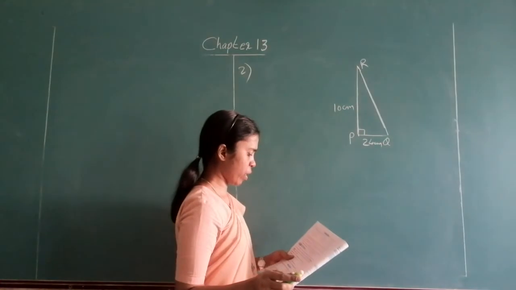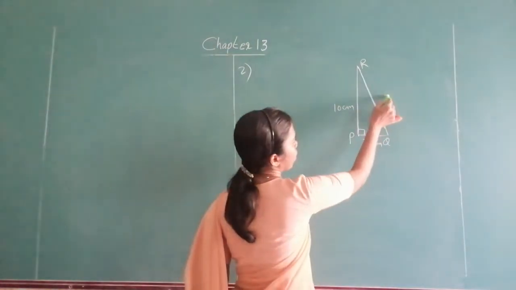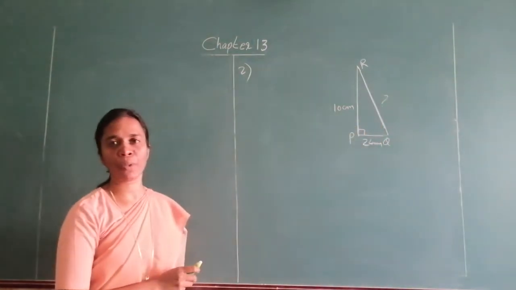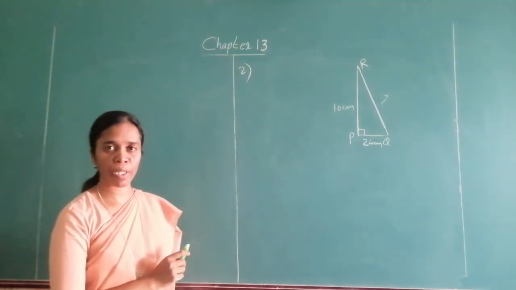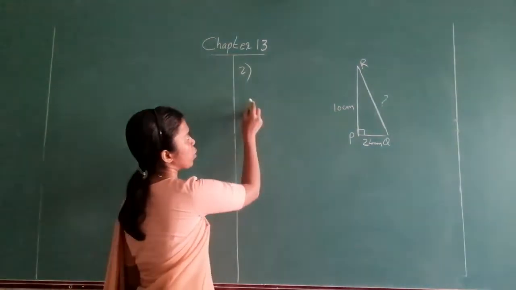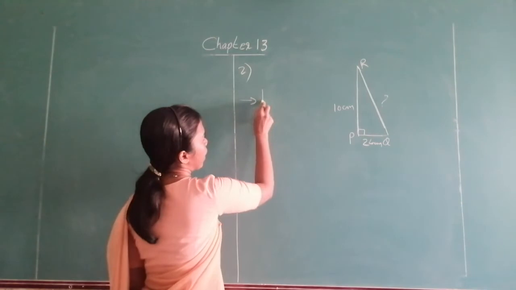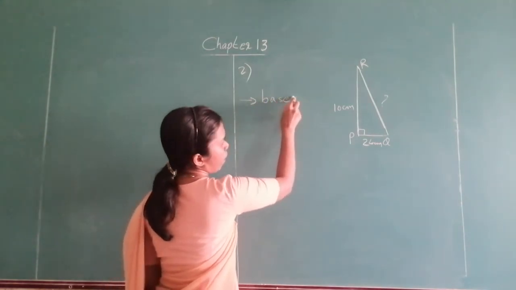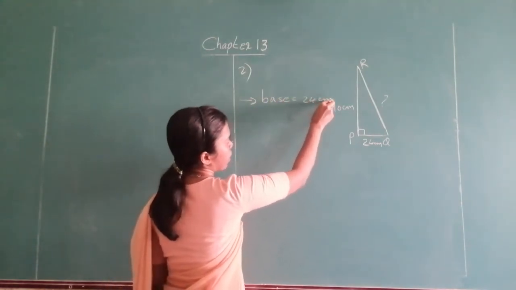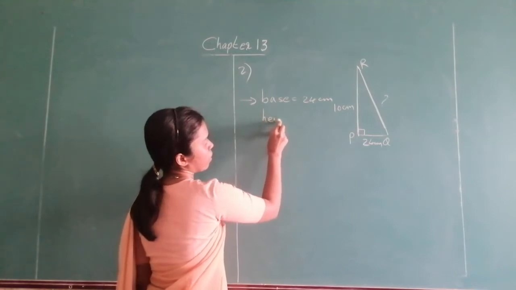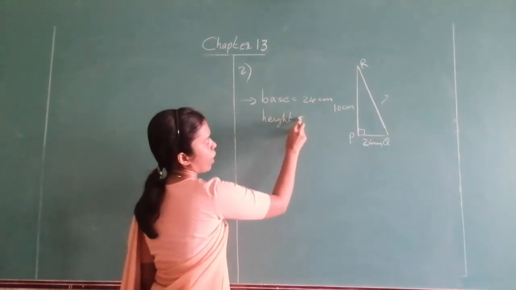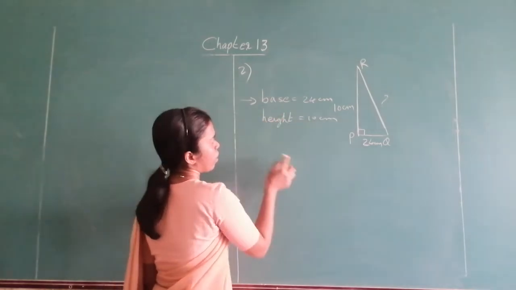What are you supposed to find out? Find the length of QR. What is QR? QR is your hypotenuse. You know how to find the hypotenuse? First you write what is given to you. Okay, what is given over here? Base is given. Base is equal to 24 centimeter. Height is given. Height is equal to 10 centimeter.